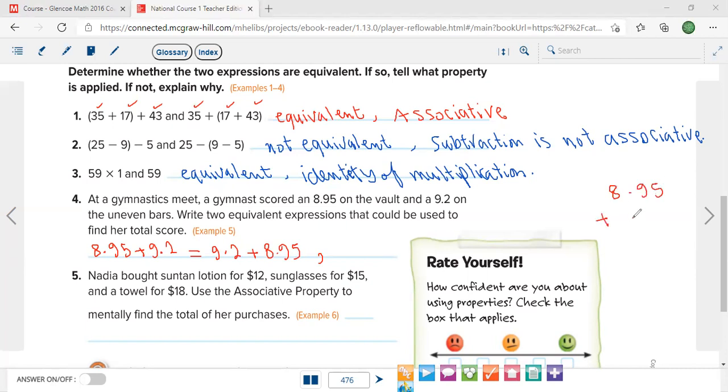So 8.95 plus 9.2 will be 9.20. 5 plus 0 is 5. 9 plus 2, 11. Carry up 1. Drop the decimal point. Don't forget. 1 and 8, 9 and 9, 18. So this is 18.15 total score.